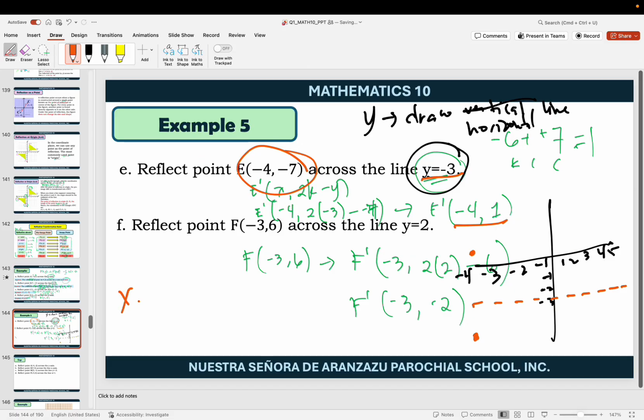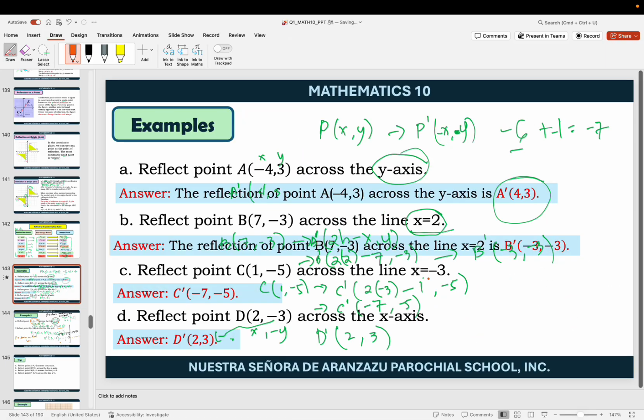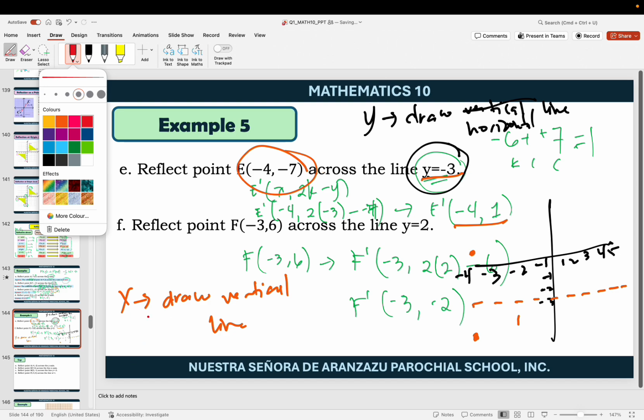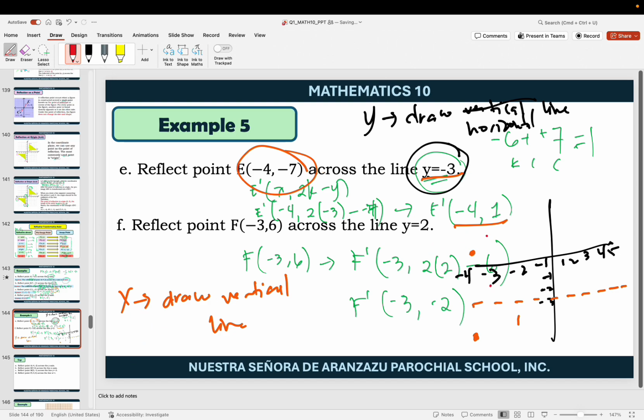Now, kapag x naman, yung given, you're going to draw vertical line. Okay? So, for example, yung kanina. Across the line x is equal to negative 3. X is negative 3, diba ito yun? So, you're going to draw a vertical line. So, 1, 2, 3, 4, 5. Yan. Wala namang bilang yun. Nagbilang lang ko. Just draw a broken line or a vertical line on that given point, negative 3.